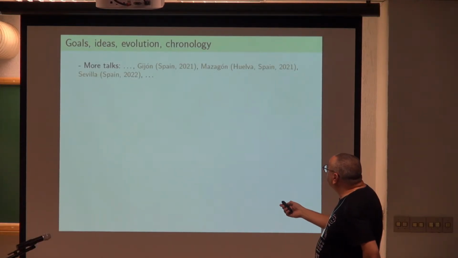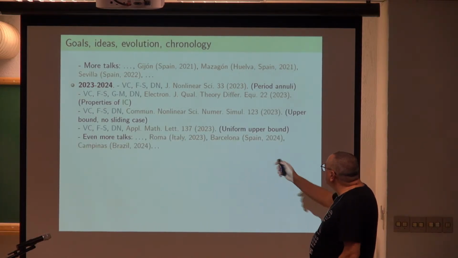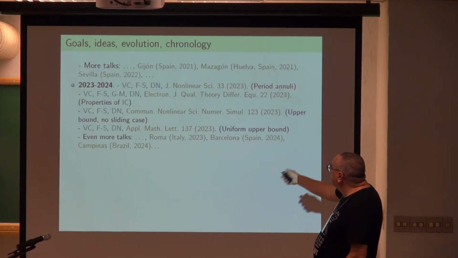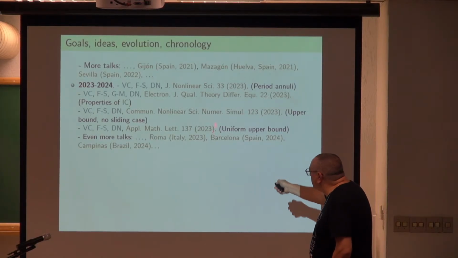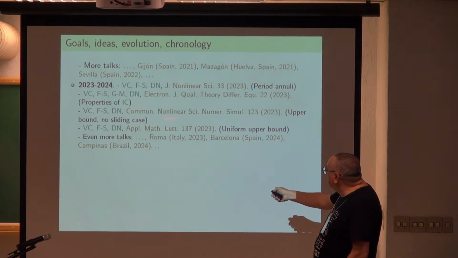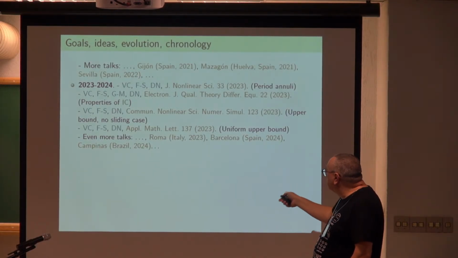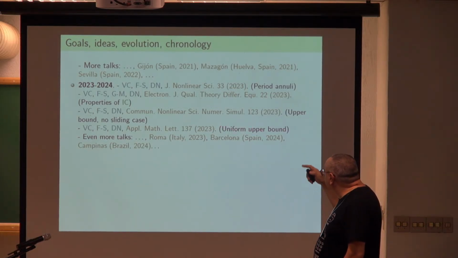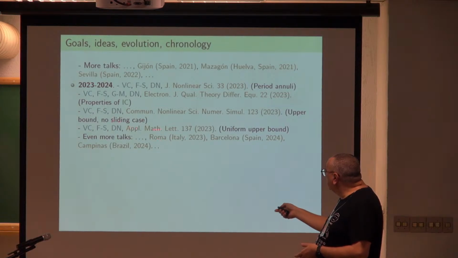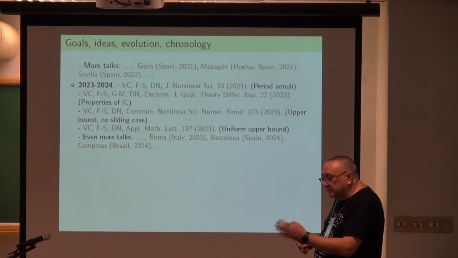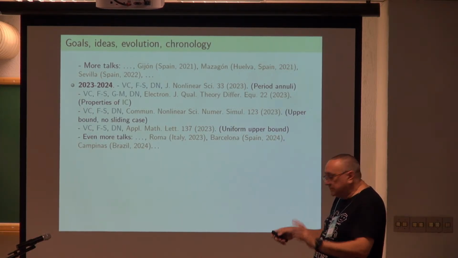Okay? And then let me tell you that this was a good year because we published 4 new papers. One of them about the period anomaly, another one about properties of the integral characterization, the upper bound for the non-sliding case, and the one that I think is the most important, where we give a uniform upper bound for the number of limit cycles for linear systems with a straight line of separation, without any other conditions.